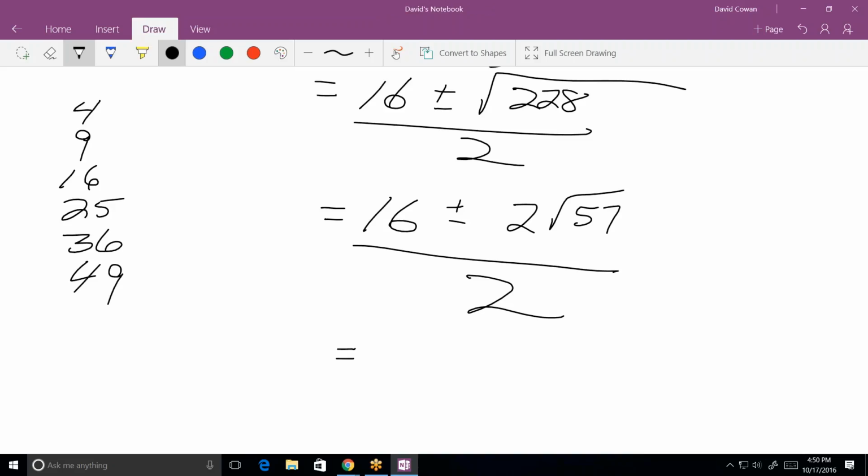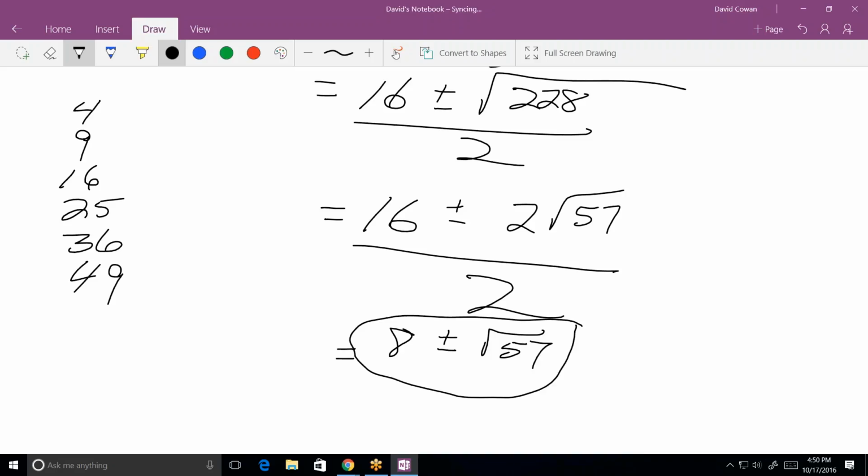You have to add 16. There's one step I can do to still simplify this. Can you divide all that by 2? Yeah, I can divide top and bottom by 2. If I divide the top by 2, I have to divide both pieces. That gets rid of the 2 in front of the root 57. And when I divide the bottom by 2, it comes out to be 1. So there's my answer right there: 8 plus root 57 and 8 minus root 57. Okay?